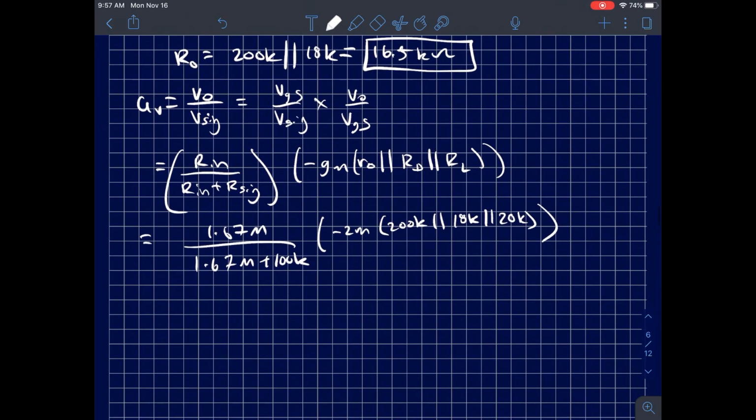And when I calculate this out, I get that Gv is negative 17.1 volts per volt. You can check that on your own, but that is the gain with the signal source and a load resistor of 20 kiloohms for this system.